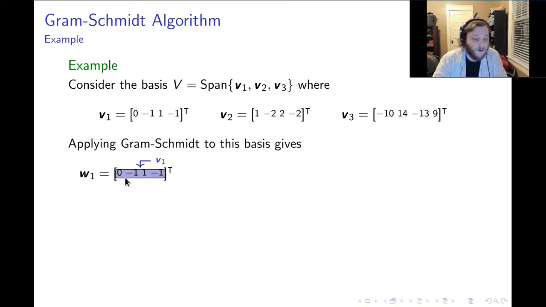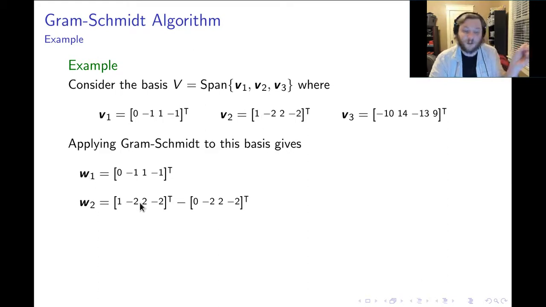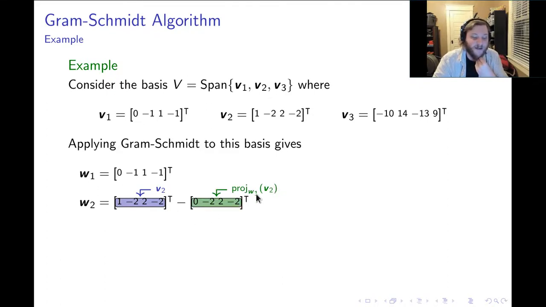So w1 is equal to the very first basis vector in our list, 0, -1, 1, -1. The next vector, w2, says we start with the second basis vector, v2, and then we need to subtract off the projection of V2 onto W1. So we have two terms when we calculate W2 here: the second original basis vector, V2, and then we subtract off the projection of V2 onto W1.